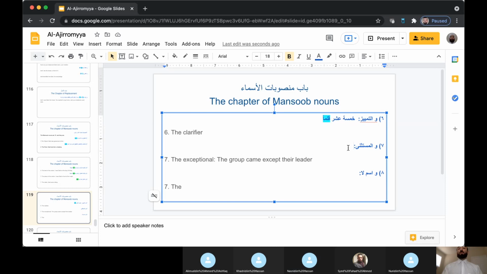So the leader is always mansub. So in Arabic you would say, I'll change the translation. جاء القوم إلا الأميرة. Okay, I'll change the whole example real quick. إلا رجلا.